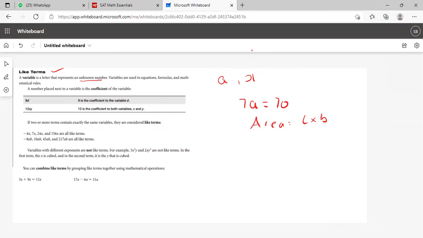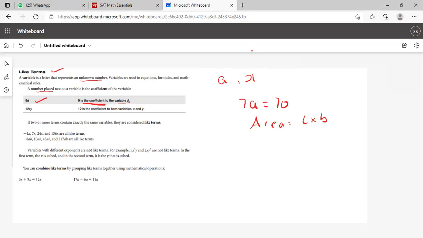Right. So, like terms. A variable is a letter that represents an unknown number. Variables are used in equations, formulas, and mathematical rules. I think this line is clear. A number placed next to a variable is the coefficient of the variable. So, if we have this 9D, 9 is the coefficient and D is the variable. This is what the statement said.